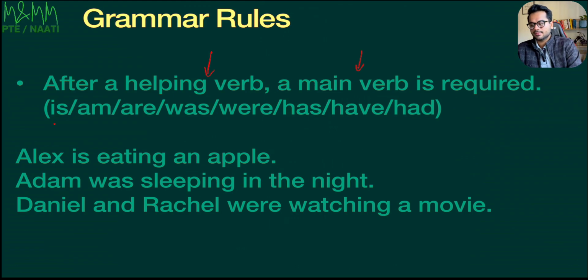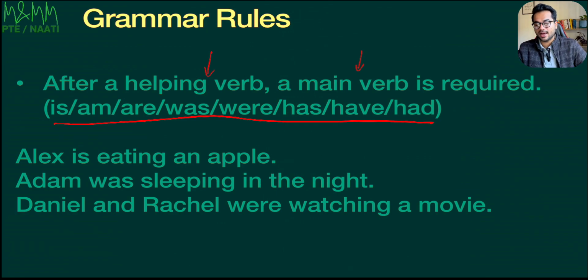So what that means is helping verbs are what? All these ones: is, am, are, was, were, has, have, had. So the moment you see any sort of helping verb that is given to you, and if they give you a blank after that, it straight away would be a main verb, a verb as in an action word after that.